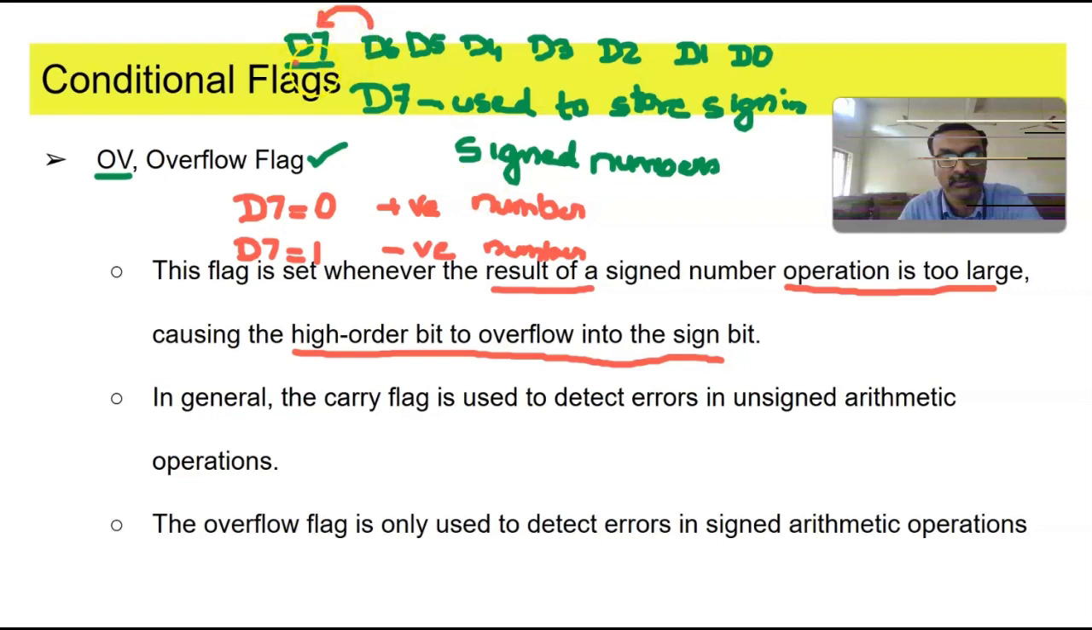So the sign of the number will be affected, because in D7 we are storing the sign. D7 equal to 0 means it's a positive number, and D7 equal to 1 means it's a negative number. So if there is an overflow into D7, overflow always means overflow into the sign bit, so the sign will be affected. A positive number becomes a negative number, a negative number becomes a positive number.